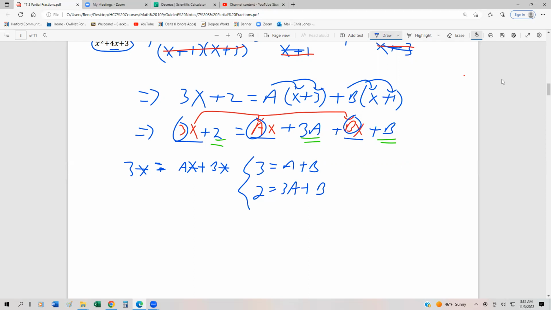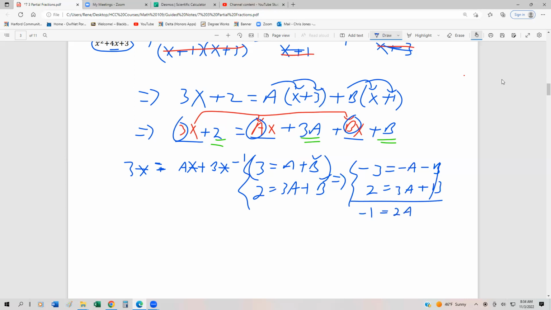To solve this system, I could multiply the first equation by -1, just because I noticed that the B's are close to one another. This gives me -3 equals -A minus B for the first equation, and 2 equals 3A plus B. Those would cancel out. -3 plus 2 is -1, and -A plus 3A is 2A. So -1/2 is equal to A.